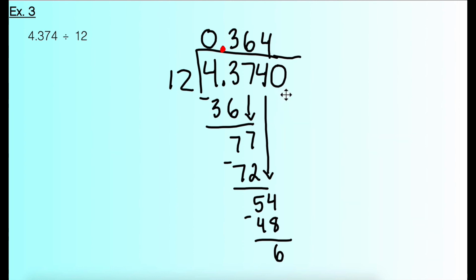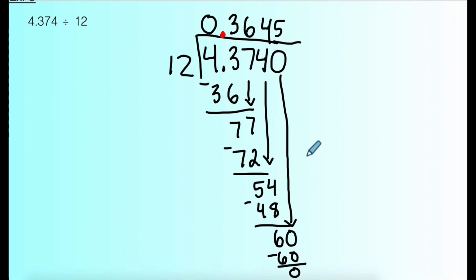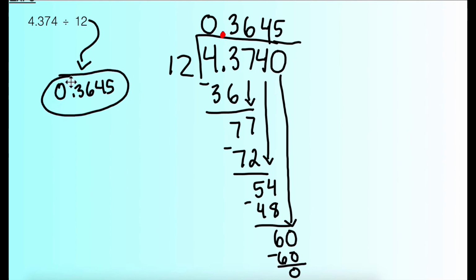But what it does do is it gives us another digit to bring down when we are dividing, and we want that. Because now, can 12 go into 60? Yes, it can. 12 can go into 60 5 times. 12 times 5 is 60, so it goes in evenly. Now there's nothing left over, and my division is complete. The complete and final answer to 4 and 374 thousandths divided by 12 is 0.3645, or 3,645 ten thousandths. That would be my exact final answer. That is complete. There is no remainder, nothing left over.